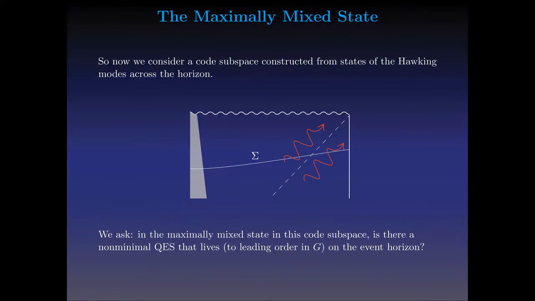And so from here, what happens is pretty clear. We construct the code subspace from the states of the Hawking modes across the horizon. We fix the bulk geometry on this Cauchy slice sigma. We consider the Hawking modes across the horizon here, and we construct the code subspace from just the states of these Hawking modes. And we ask, in the maximally mixed state, in other words, where the union of these two Hawking modes is itself maximally mixed with some other system, is there a non-minimal quantum extremal surface that lives on the event horizon, so that this would be behind it and be exponentially complex?